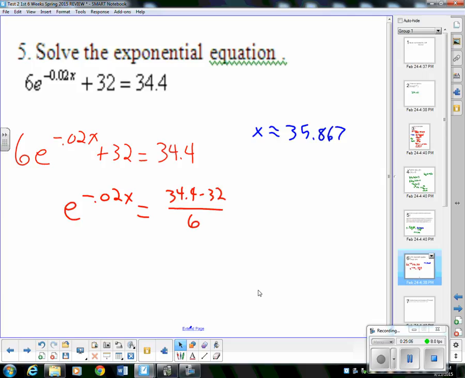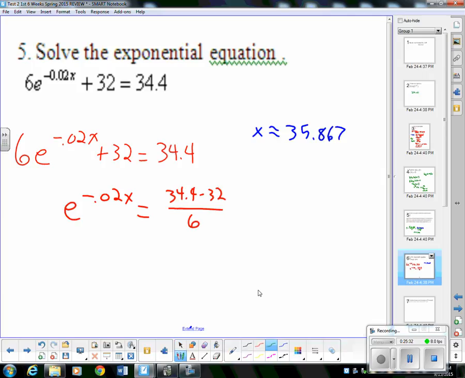Again, what I did was I moved my 32 over through subtraction, and I divided both sides by 6. I did it all in one motion there. Again, you need the arrows, so stop the recording and recopy it. I'm going to pull them out of there, just erase them. Now 34.4 minus 32 divided by 6, that's some number, but we'll handle that in just a minute.